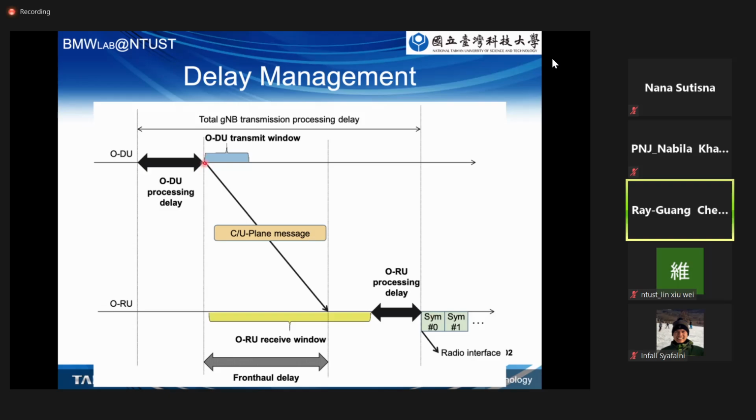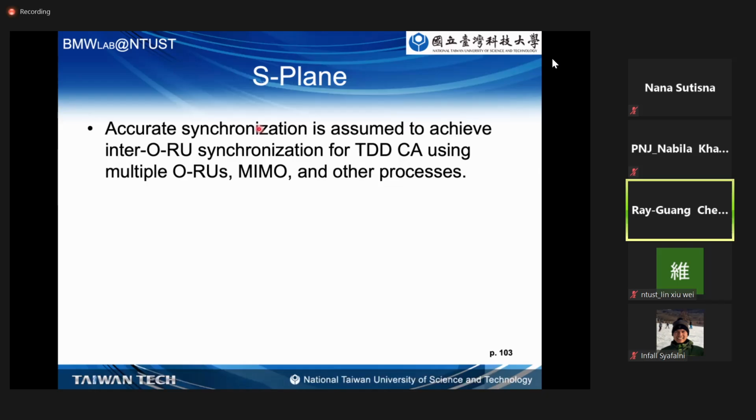You are not starting to process the symbol here, but you still need to consider the processing delay for the ODU. So you need to start processing symbol 0 here, then you are able to transmit here. So this is the total processing delay for the transmitter. S-plane is used for synchronization.